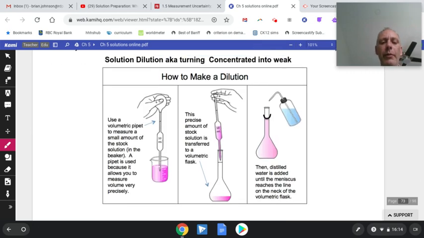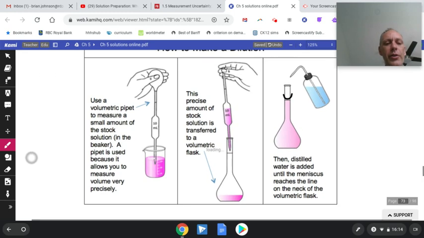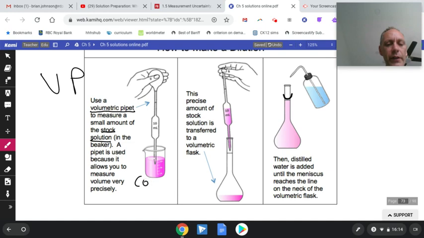Okay, so we're going to go through the math, but first let's talk about the technique. How to make a dilution. So you're going to use a VP, volumetric pipette, and you're going to measure a small amount of the stock solution. That's the concentrated one. Usually in the high school lab, it's 10 mL, but not always. It could be 5. This example is 10. And because it's a volumetric pipette, we get that extra level of accuracy, 2 decimal places.